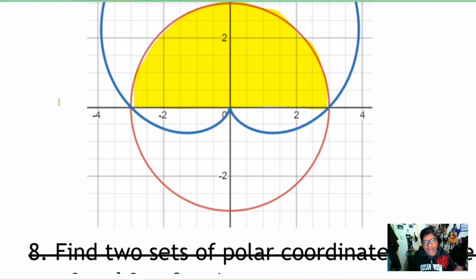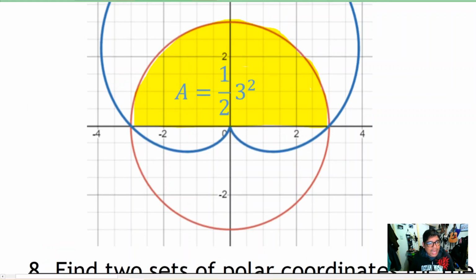So we actually don't need calculus for the area of this yellow region. We know what that region is. This area is half of pi r squared, which is half of pi times 3 squared, which is 9 over 2 pi. And I almost forgot pi. Okay, so half of this is pretty easy. It is 9 halves pi.